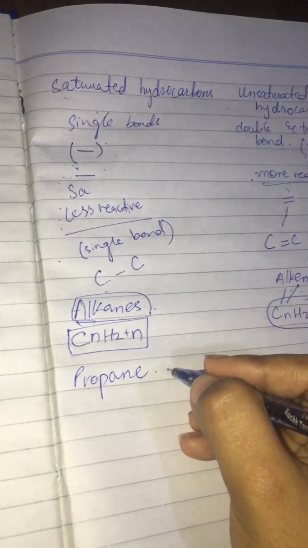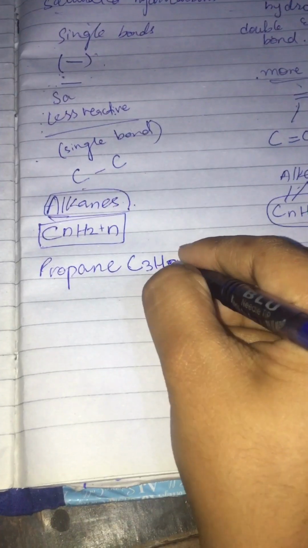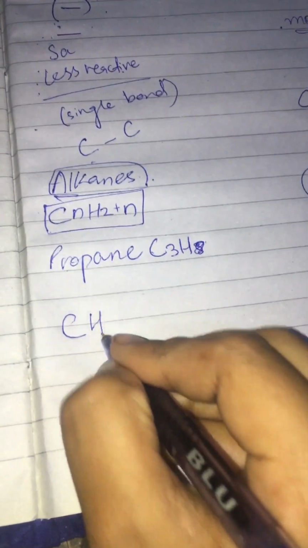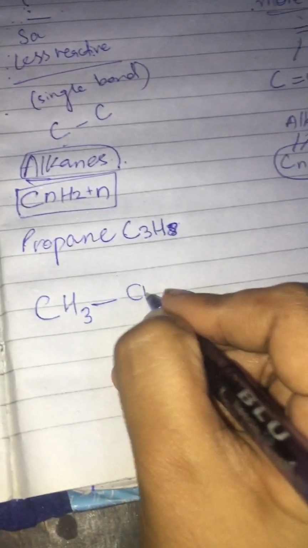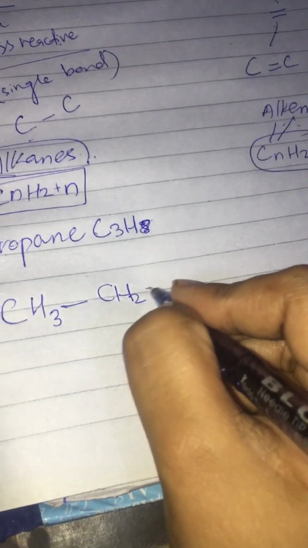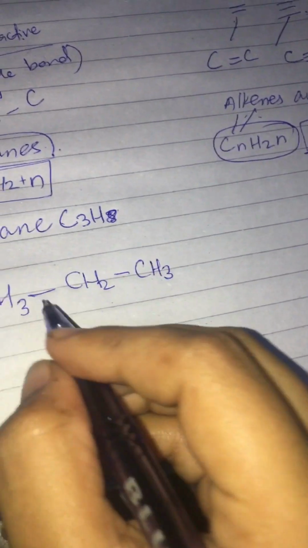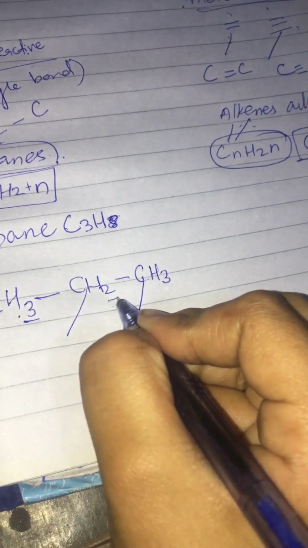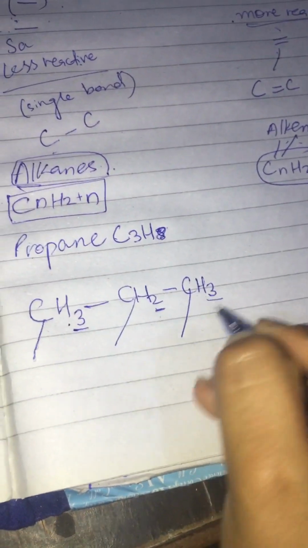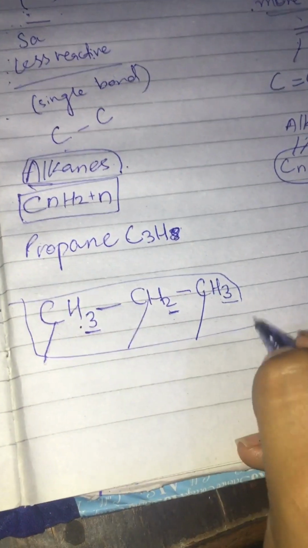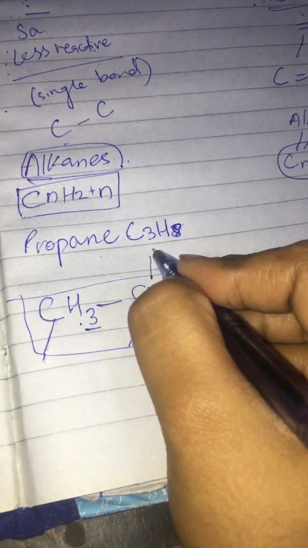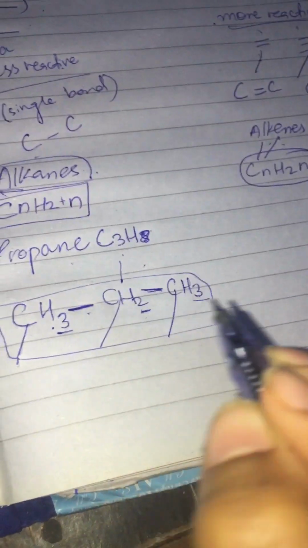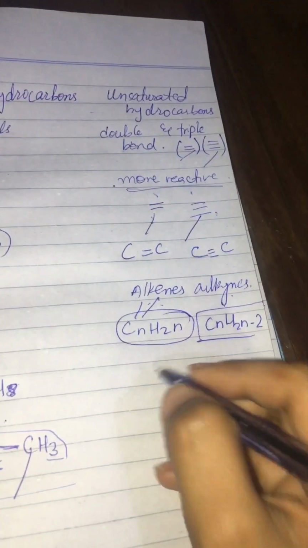Its molecular formula is C3H8. Now let's see the structure. You can see here there are 3 carbons and hydrogens: 3 plus 2 is 5, 5 plus 3 is 8. This means the structure is satisfied, and it is joined by single bonds, and here it is also represented by a single bond. Now let's look at an unsaturated hydrocarbon example.